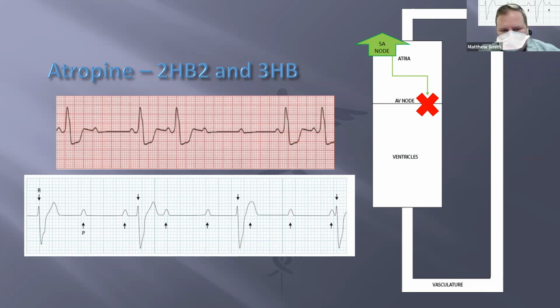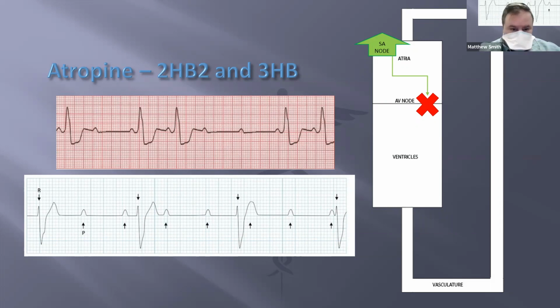So in second-degree heart block type 2 and third-degree heart block, you have the ventricles themselves determining the firing rate. What this means is that increasing the intrinsic rate of the SA node doesn't help us in second-degree heart block type 2 and third-degree heart block, because it's not the intrinsic firing rate of the SA node that's determining our heart rate. So we're not going to use atropine, or at least it's not going to be effective if we try to use it for second-degree type 2 and third degree.